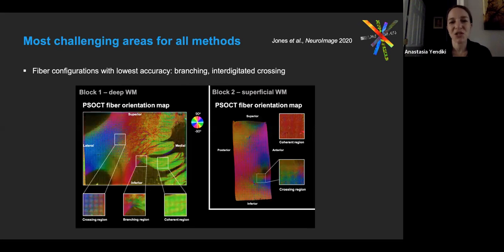In terms of the most challenging areas across different orientation reconstruction methods, we found that, again, branching is very challenging, because these methods are targeted at modeling crossing fibers. Also, interdigitated crossings are harder to resolve than areas where the fiber bundles that are crossing are separable rather than interdigitating. And so we are continuing these studies.